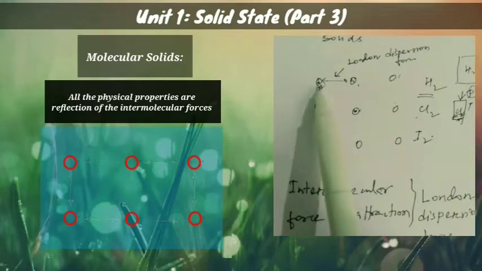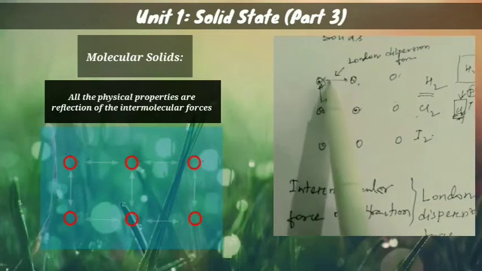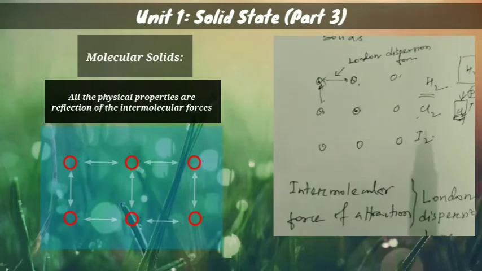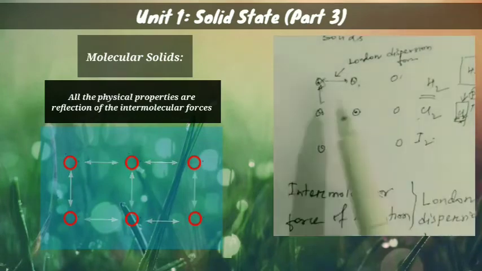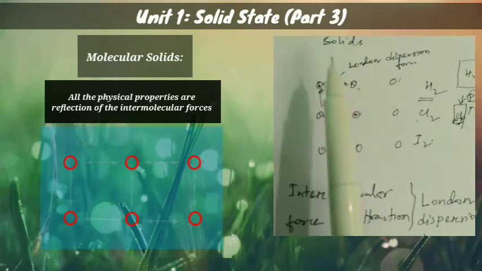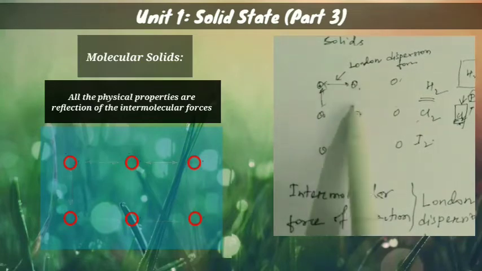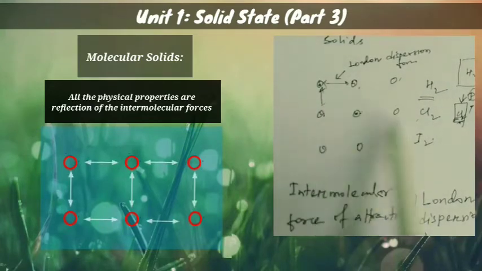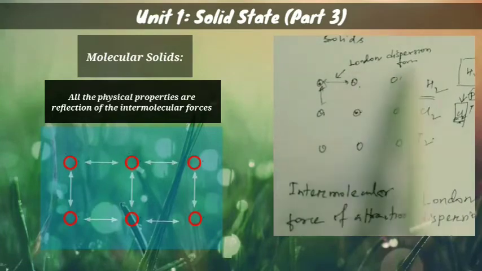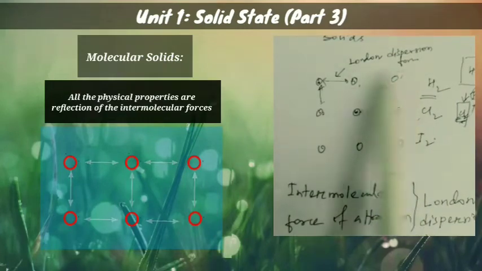If the distance between the constituent molecules is very small, then it will be solid. If they are slightly far from each other, then it will be liquid. And if they are very far from each other, then it is gas. That's why the melting point here is very small, because the attraction between the molecules is small; London dispersion force is not a strong force.